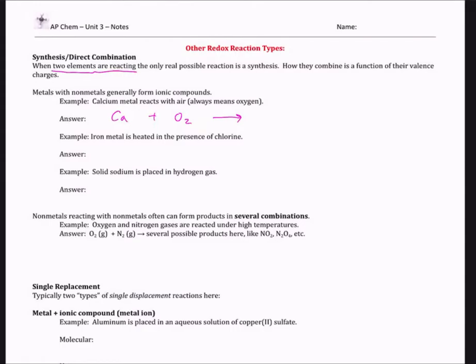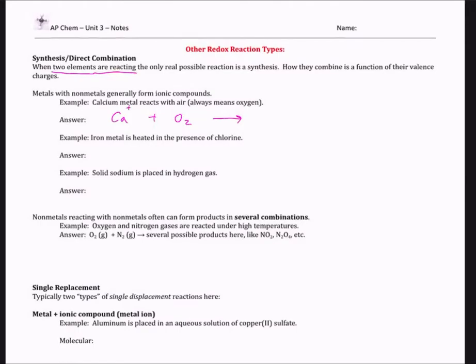In order to combine them, you just need to know what charges they have so you write the formula correctly. Calcium is an alkaline earth metal, so you know that's going to be +2. Oxygen is -2. So when they come together, a +2 and a -2 form CaO, calcium oxide. Now it's just a matter of balancing. You've got two oxygens, so put a 2 here. That gives you two calciums, so put a 2 here. And now you're done.